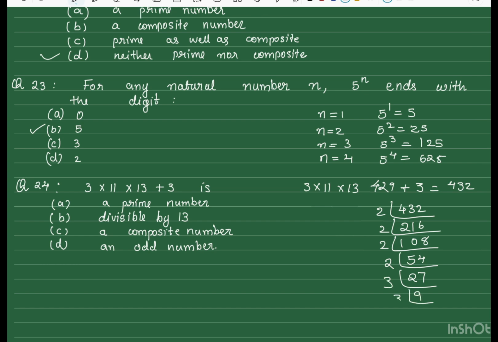By 3 we get 9, and by 3 we get 3. So it can be written as 2 to the power 4 into 3 to the power 3. So this number is a composite number. Therefore, the number has more than two factors. Hence, it is a composite number.